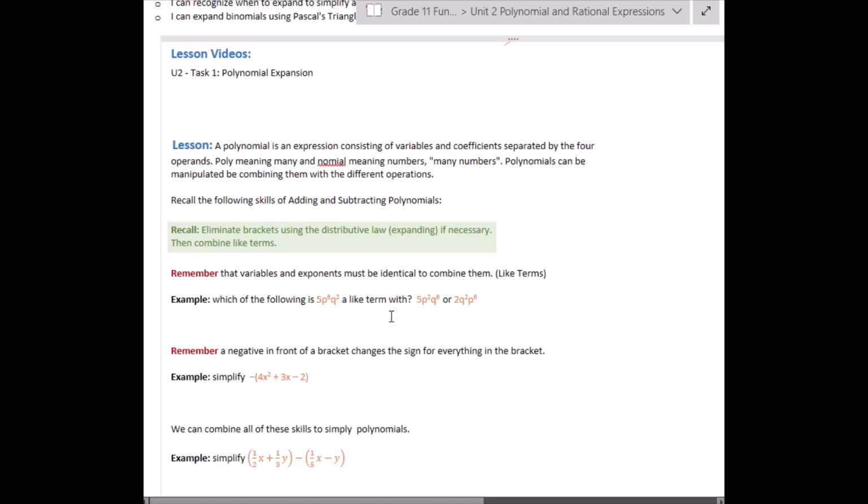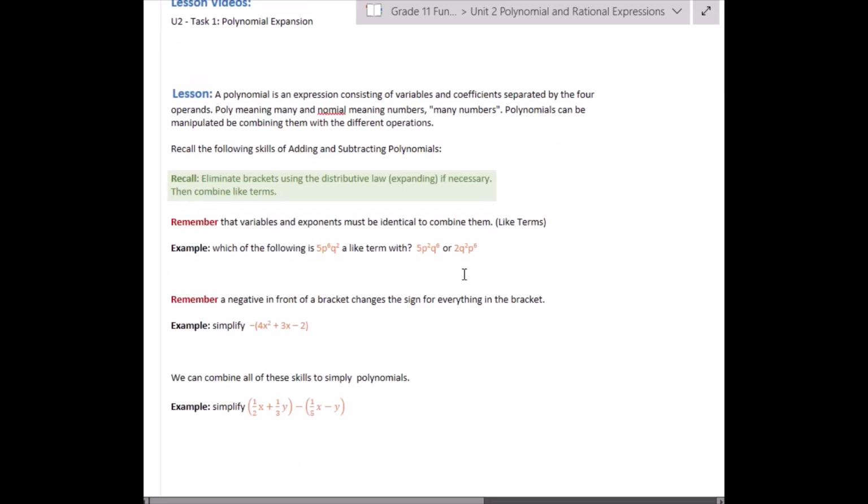So recall that you can eliminate brackets using the distributive law, expanding if necessary, and then combining like terms. This is a necessary skill when we are adding and subtracting polynomials. Also, remember that variables and exponents must be identical to combine them.